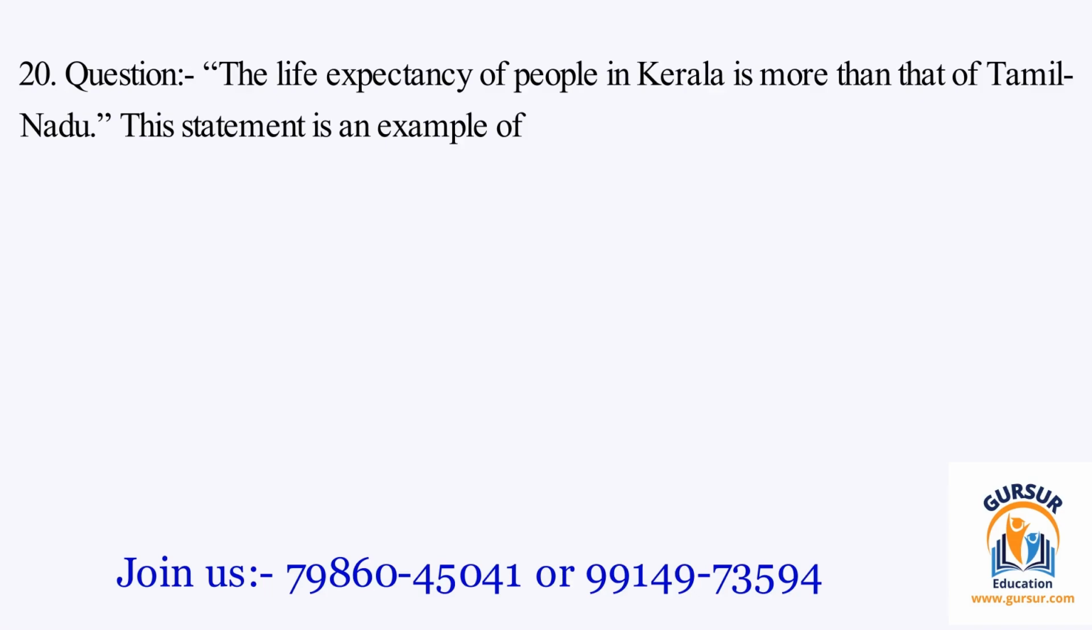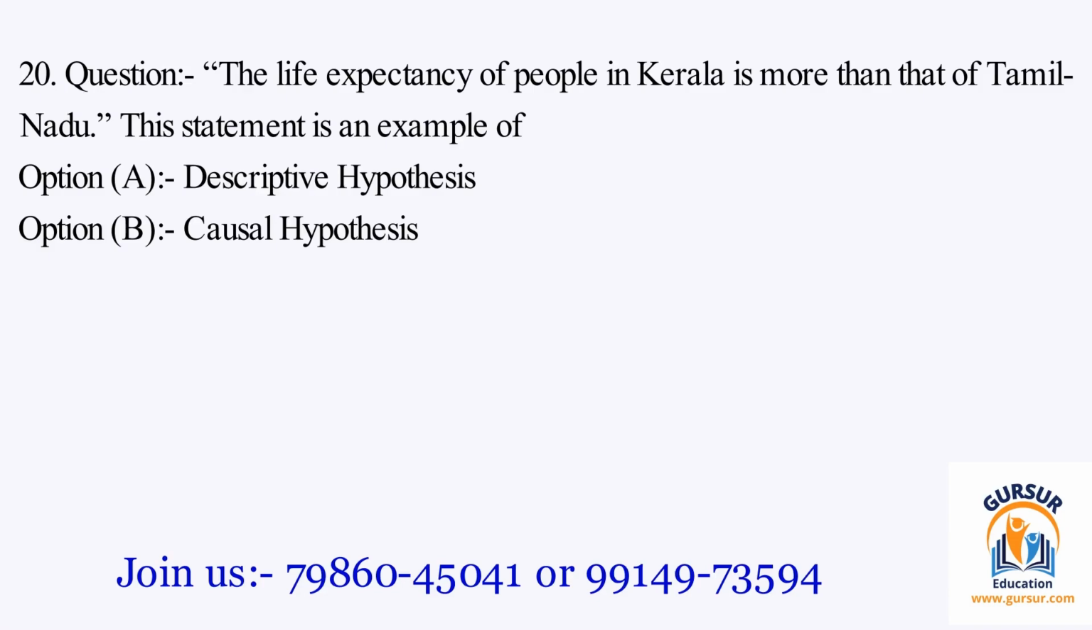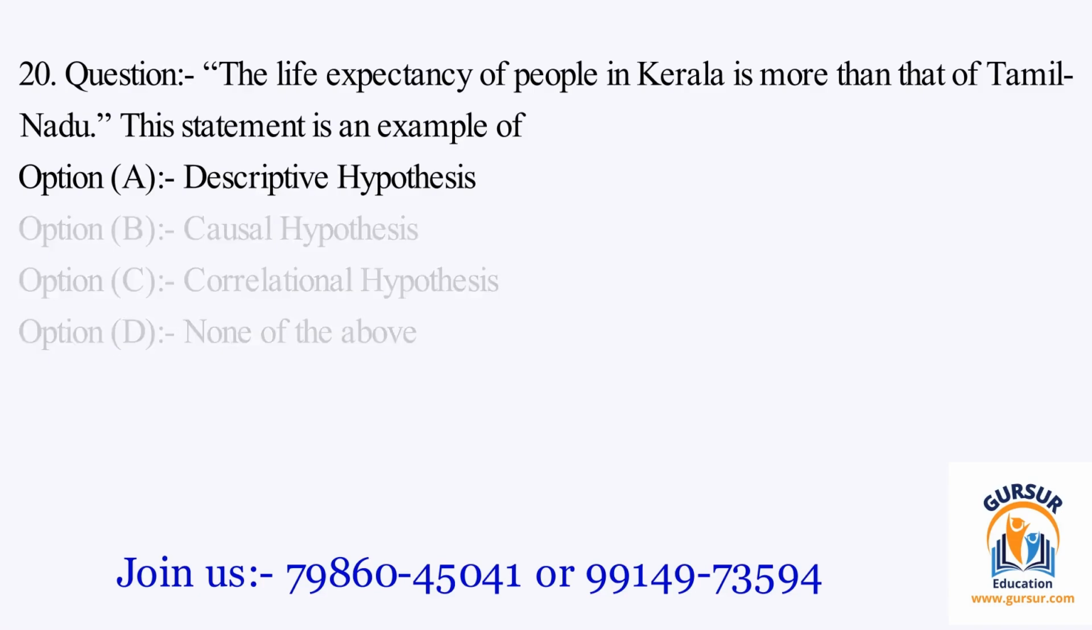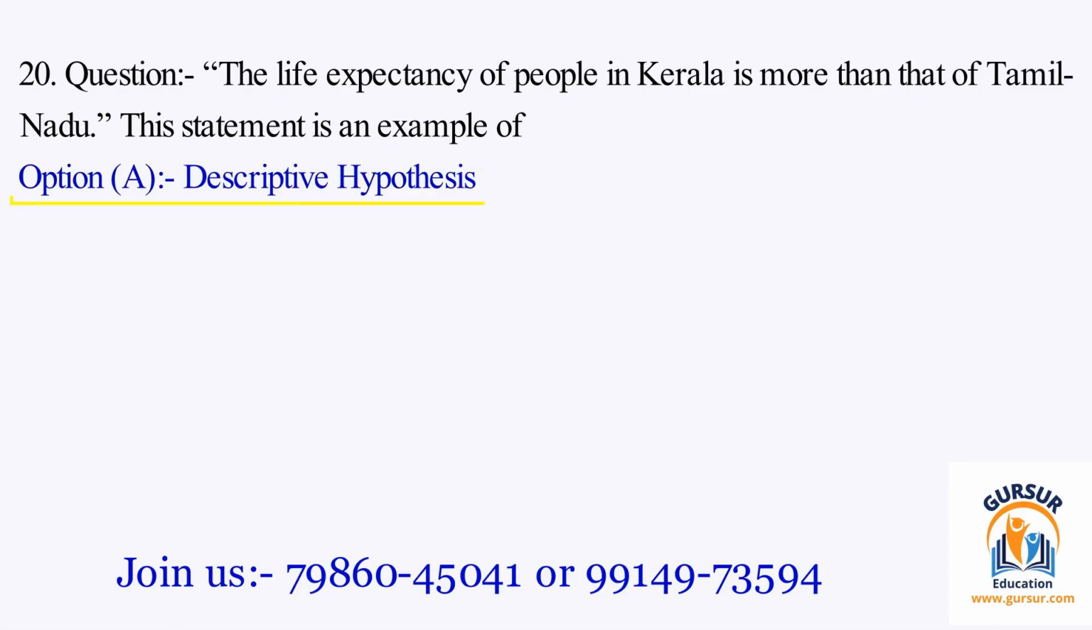Question number 20. The life expectancy of people in Kerala is more than that of Tamil Nadu. This statement is an example of. The option A is descriptive hypothesis. The option B is causal hypothesis. The option C is correlational hypothesis. The option D is none of the above. The right answer of the question is option A, and that is descriptive hypothesis.